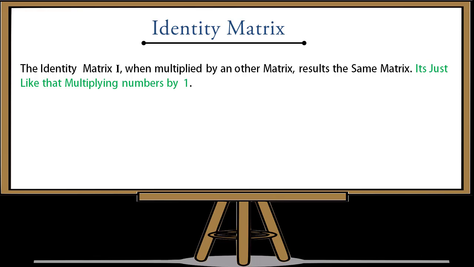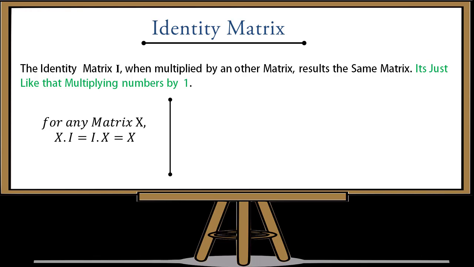The identity matrix I, when multiplied by any other matrix which has the same dimensions, results in the original matrix, the same matrix. It's just like multiplying numbers by 1. So let me give you the detail, it will be clear. For any matrix X, X times the identity matrix equals the identity matrix times X equals X. So here the identity matrix plays the role of 1, and whenever I multiply by 1, it results in the same matrix.